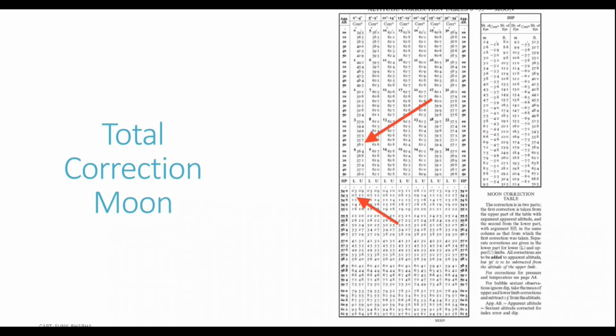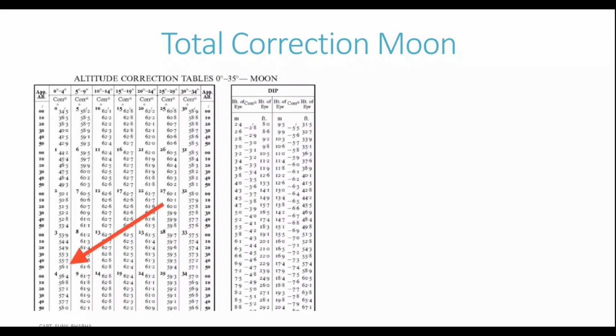So let us see both these tables one by one. Let's zoom into these tables, the upper one and the lower one, and see how these tables are referred to. You can see the upper part of the table now. Now this upper part of the table, which gives us the main correction, is entered from top using the apparent altitude. So apparent altitude has already been obtained by applying index error and dip correction. So you enter into the top part with the apparent altitude.